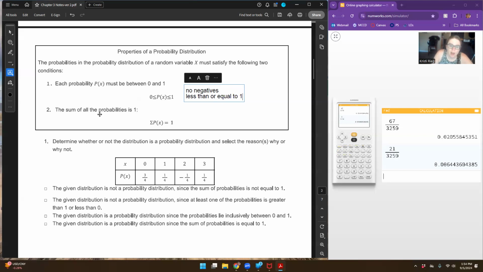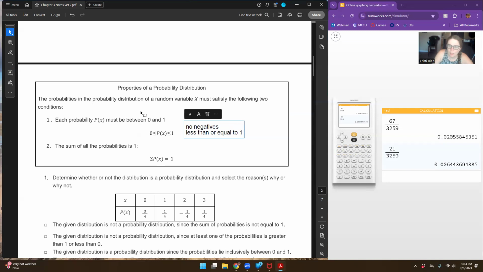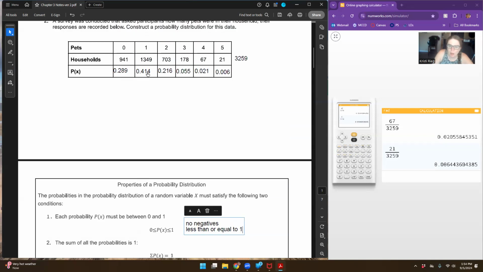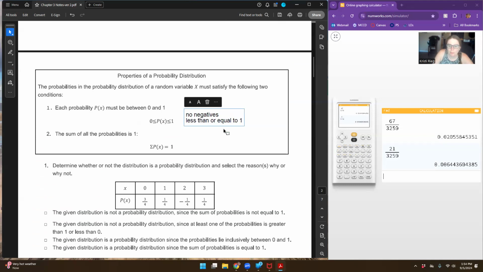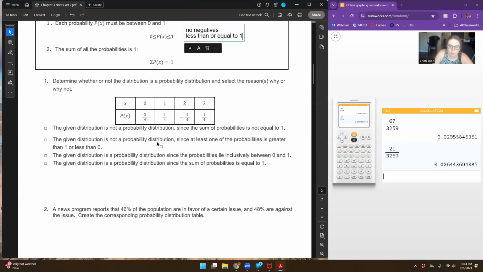Number 2, the sum of all the probabilities is 1. So when we add everything up, it equals 1. So if we went back here, I'm not going to do it, but just to show you, if I added up all these numbers here, it would equal 1. If I added up all these numbers here, it would equal 1. So the sum of all probabilities equals 1.